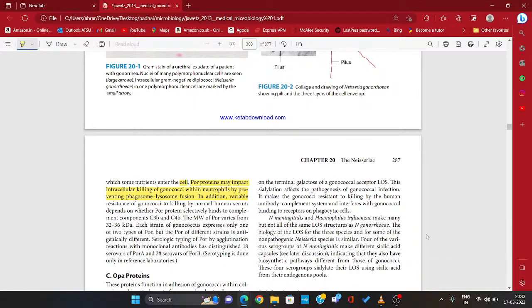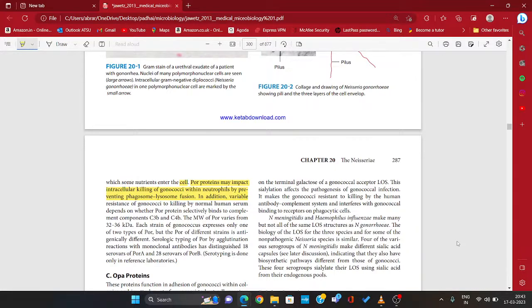So you guys might be wondering what the complement proteins are. Complement proteins are proteins which are present in the plasma in an inactive form. When they are activated, they cause the killing of the bacteria. So C3b and C4b are such proteins.